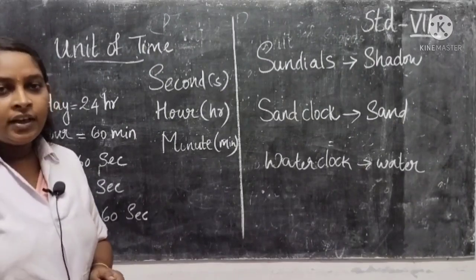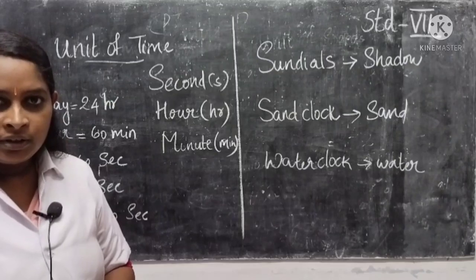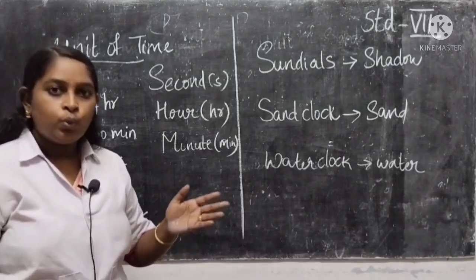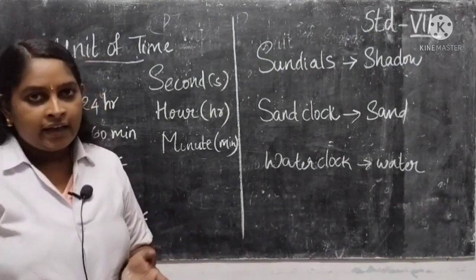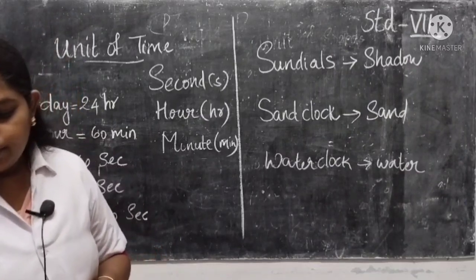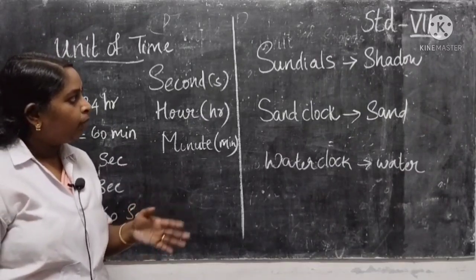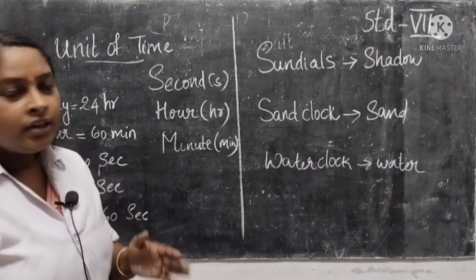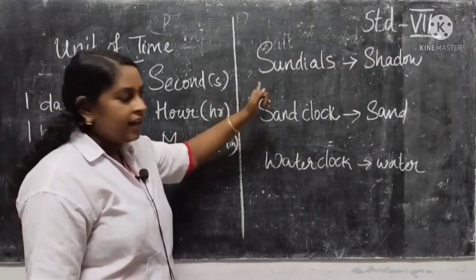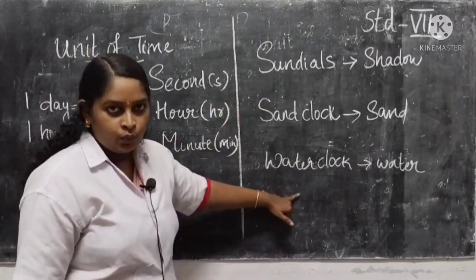What are the devices used to measure time? They are clocks, watches, mobile phones and pendulum clocks. And before pendulum clocks became popular, we measured time using sundials, sand clocks and water clocks.